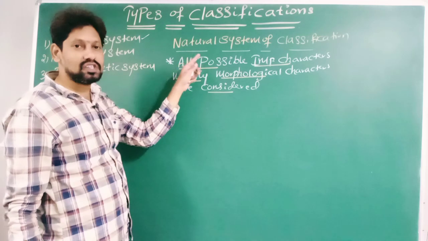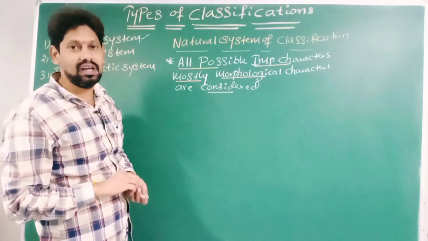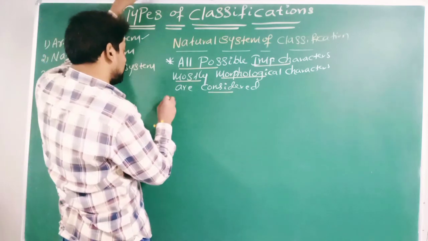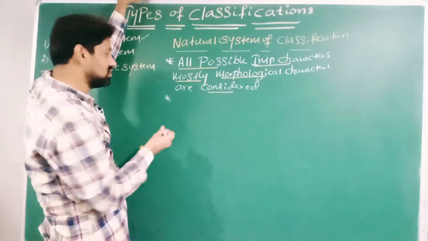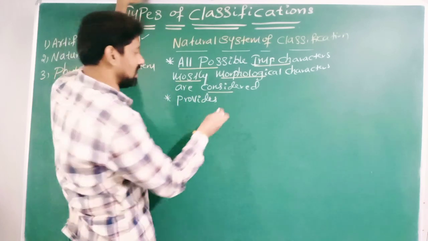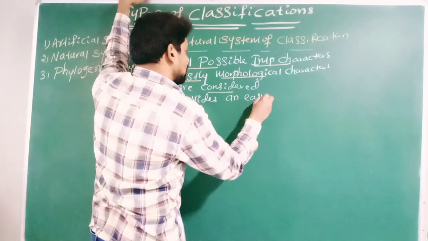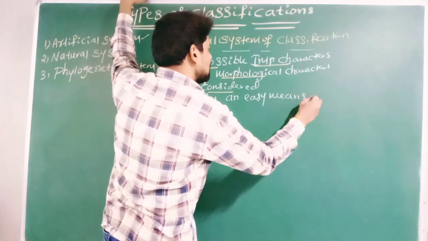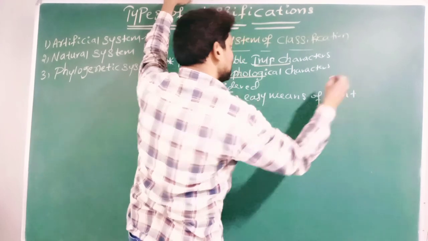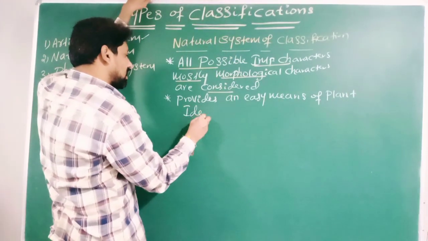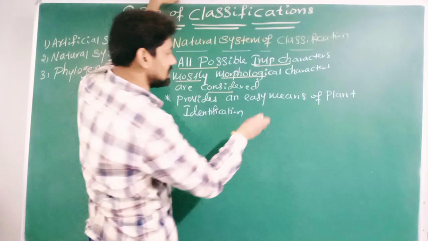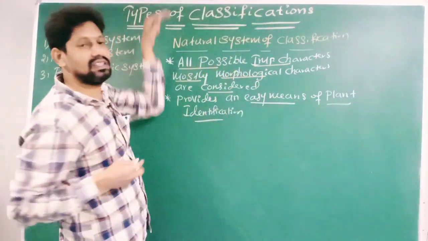This natural system of classification provides an easy means for plant identification. Therefore, which classification provides an easy means of what? Plant identification. Easy means of plant identification.